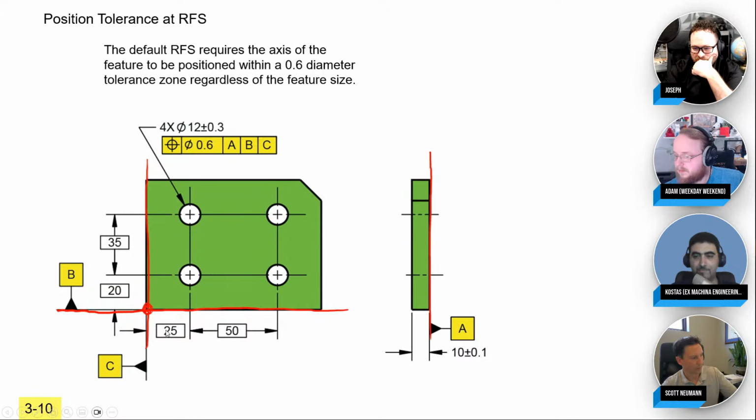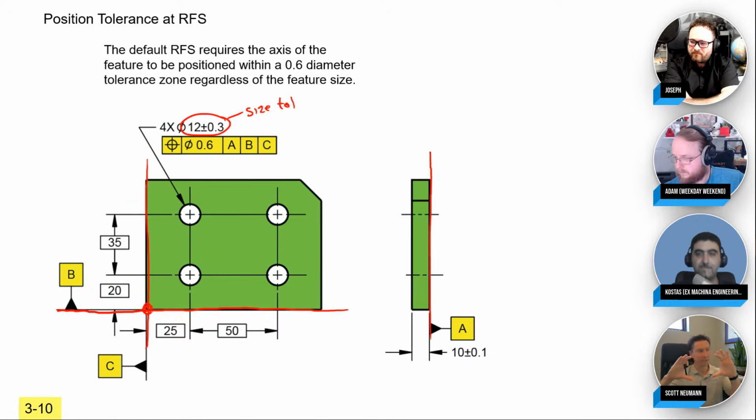I want the holes to be at 25 millimeters, 50 millimeters, 20, 35. So those define what we call the true position. True in our standard means perfect. So the perfect position is set by your basic, theoretically exact dimensions. Then the holes are given two tolerances. This is the size tolerance. You can't make it any smaller than 11.7, and you can't make the size any bigger than 12.3. That's the specified size, not too small, not too big.